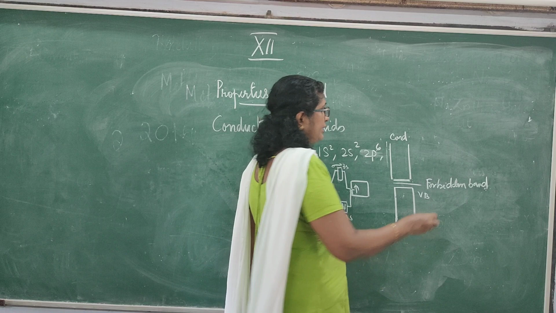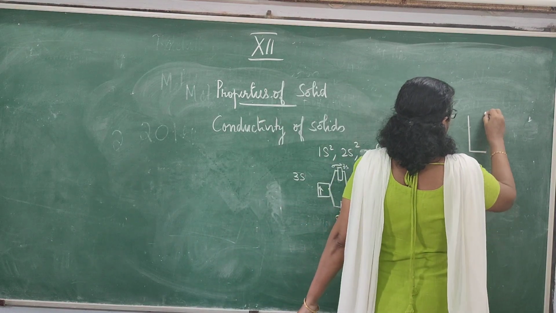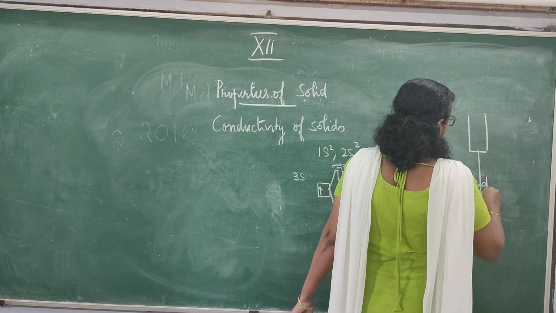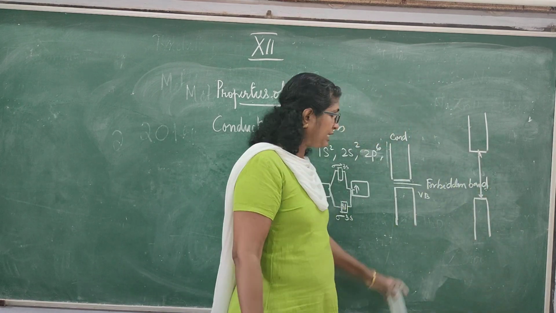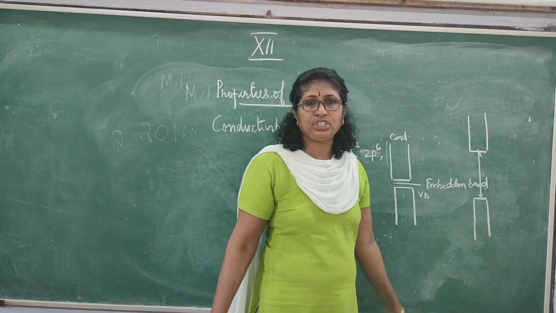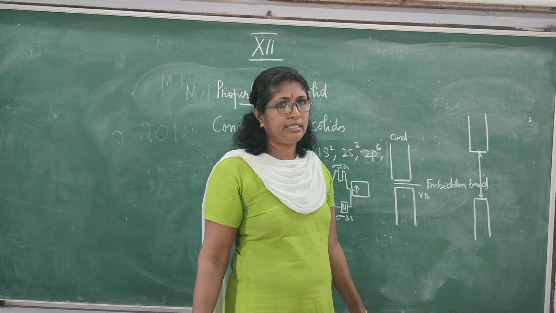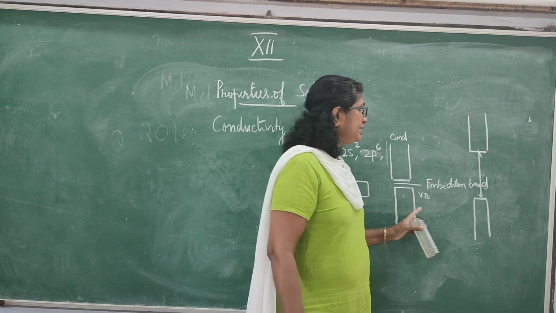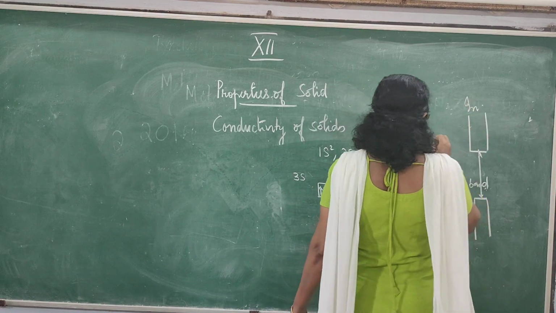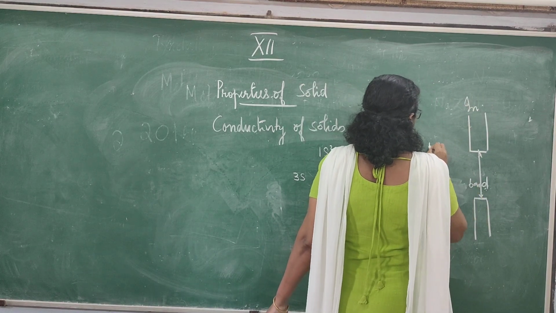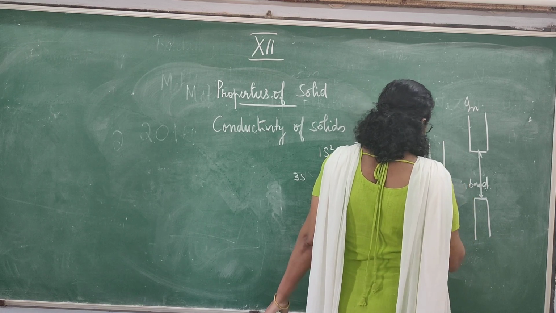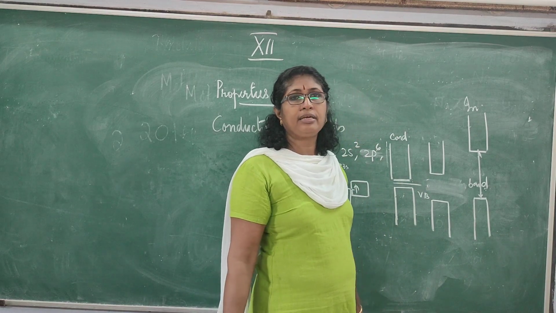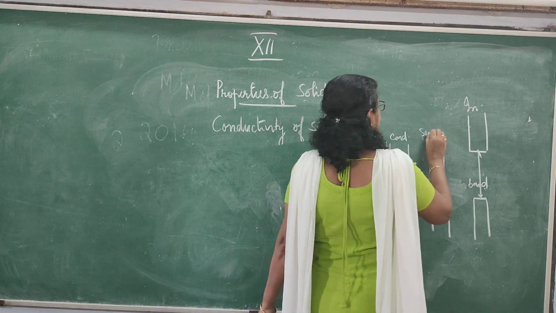For insulators, the forbidden band is very large. That means there is a large difference between the conduction band and valence band, so the electrons cannot jump to the conduction band. Then that will be an insulator. Semiconductors come in between conductors and insulators. The difference is smaller than that of an insulator, but larger than that of a metal. This is a semiconductor.